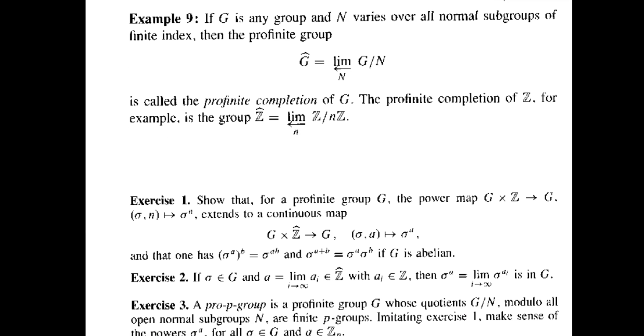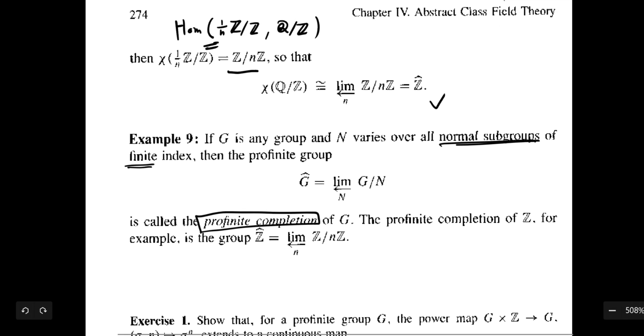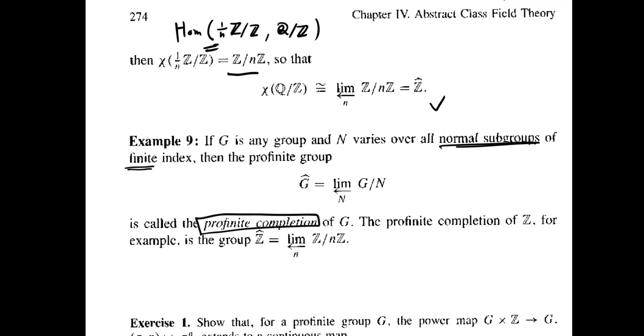A final example: G is any group, and we take all normal subgroups of finite index. It's called the profinite completion. Okay, so we have some examples. We have a very general idea, but projective and inductive methods are very nice examples, especially for those working with Galois groups. Nice.